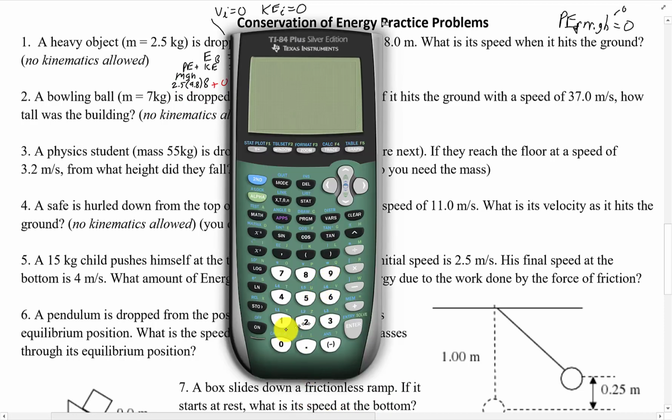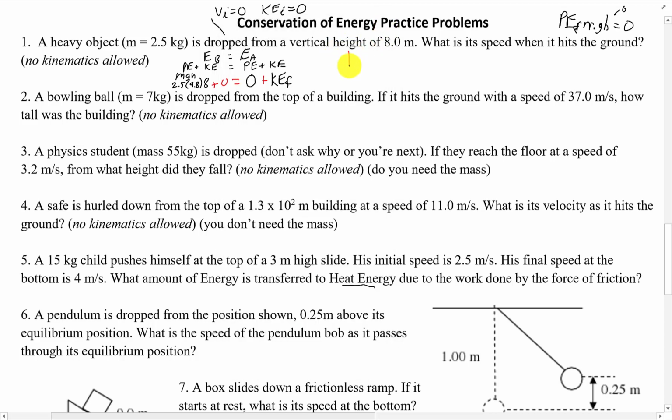Let's just do that. Hold on. 2.5 times 8 times 9.8. Yep. So 196 joules is the potential energy beforehand. And that has to equal the 1/2 mv squared in the final. And that's what we're trying to find out, is the final.